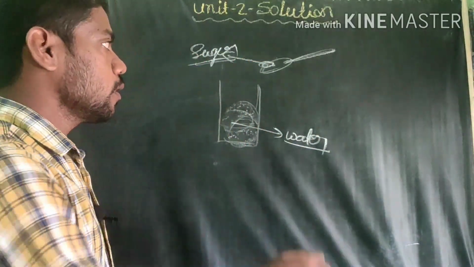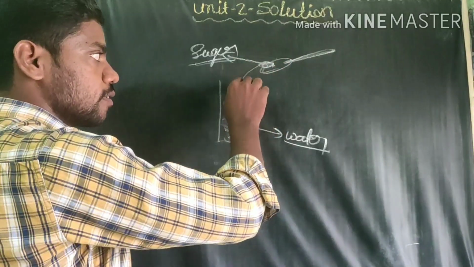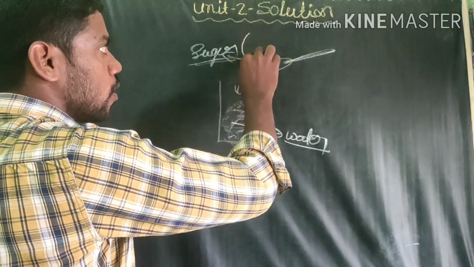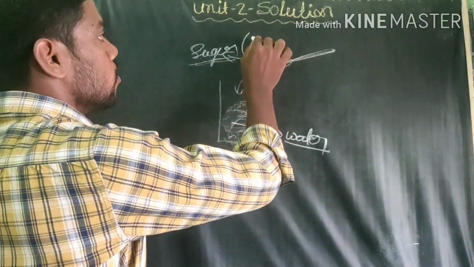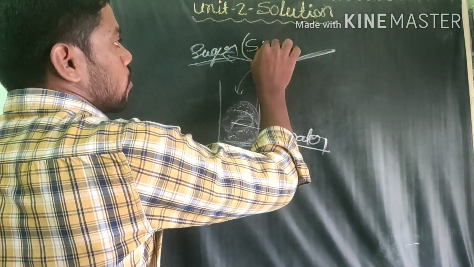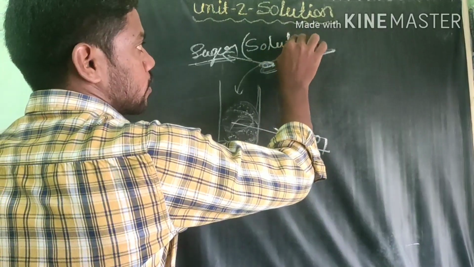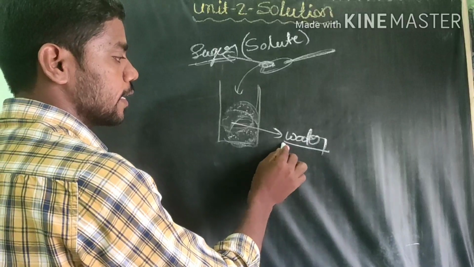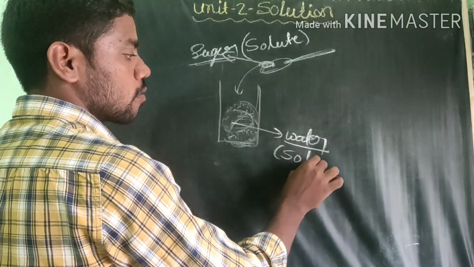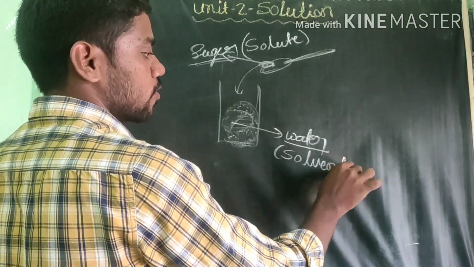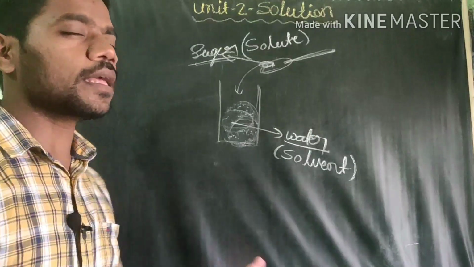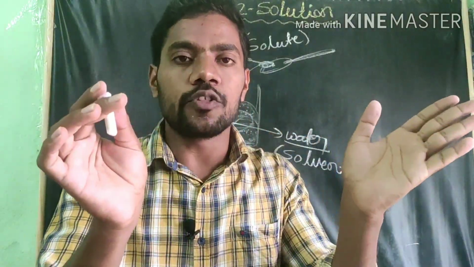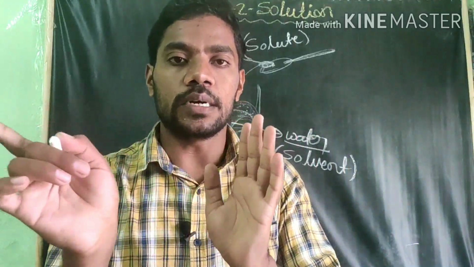Now whatever we are adding, here the sugar in the spoon, we call this a solute. This one is called a solute. The one in which we are adding is called a solvent. Why am I telling this? Most of the students are very confused about which is the solute and which is the solvent.